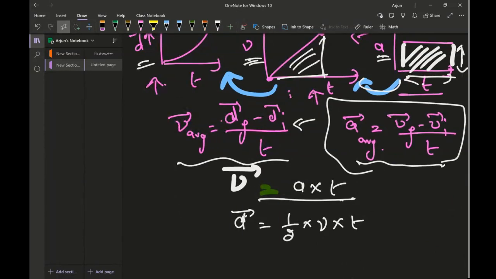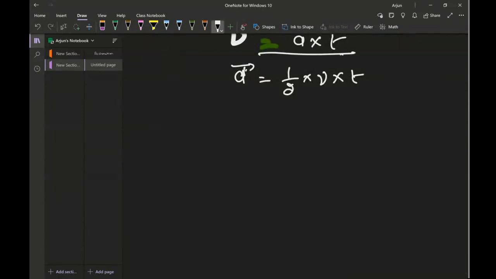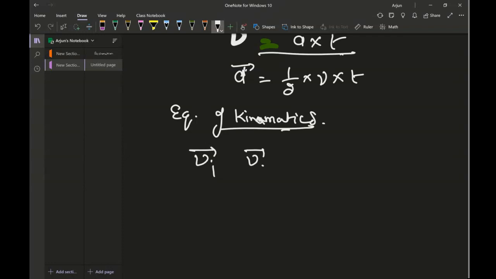Now I'm going to go to the next topic, that is the basic equations of kinematics. Now, the five parameters we've talked about: one was velocity initial, another was velocity final, and then we also talked about acceleration, and then displacement, change in displacement, delta D, and the time. These are the five parameters, and using these five parameters, we can derive the five equations.